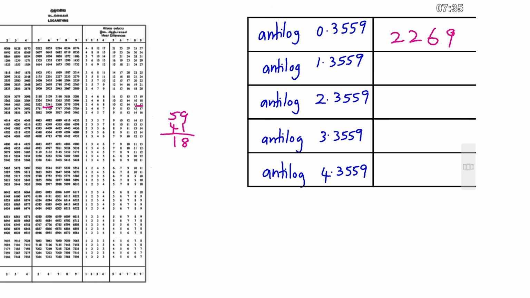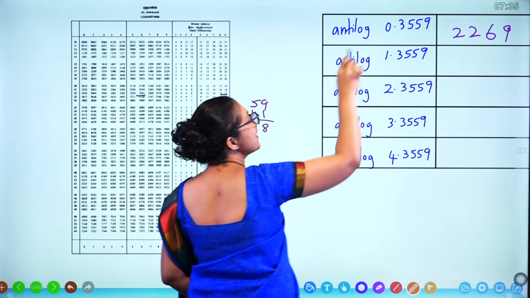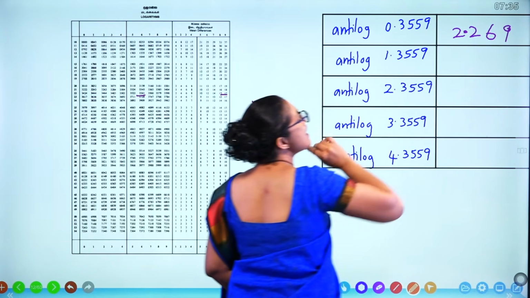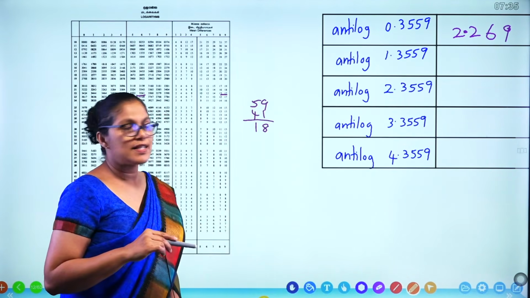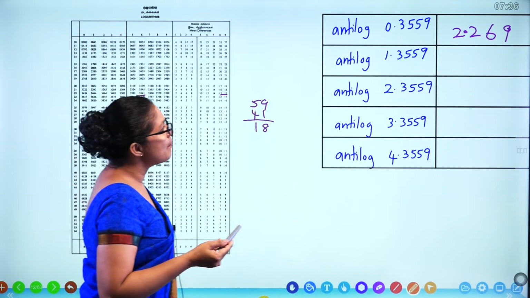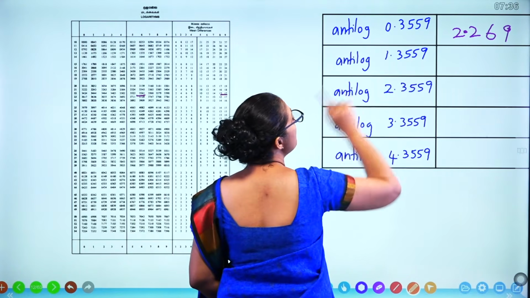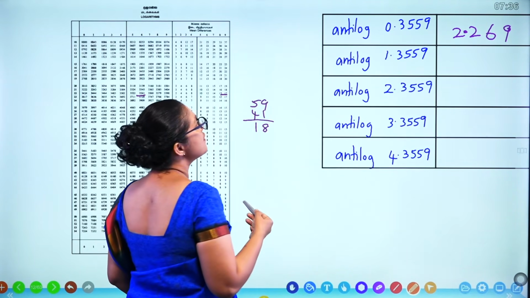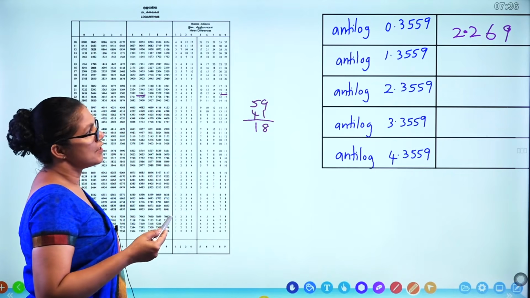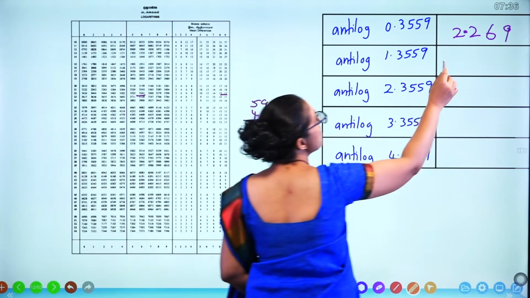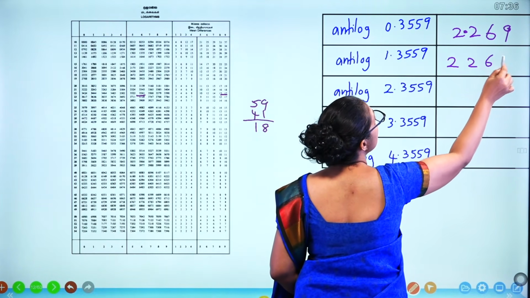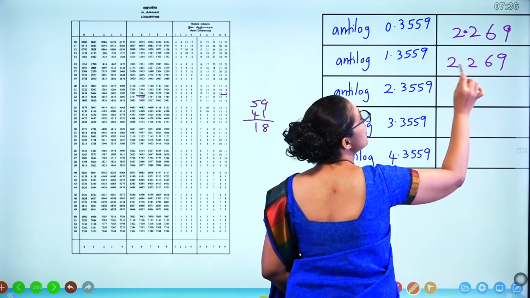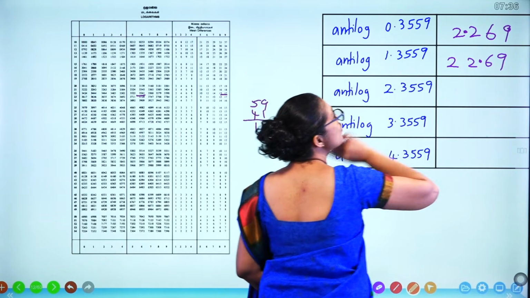Then this is 0 point. That means it should be a number less than 10, 2.269. The next number, same mantissa. That means we have to refer 3559 from the table. You get the same value, 2269. The characteristic is 1. Move 1 to the right, 22.69.